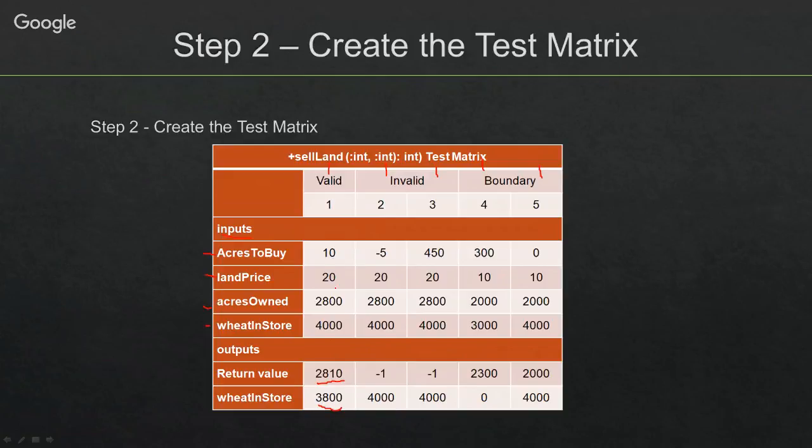Using that same math formula, we make invalid cases now. If you wanted to buy -5 acres, which you can't because you can't buy a negative number, or too much wheat, it would return a -1 value, which means invalid. And here are the boundary cases. In the test matrix, you would configure this table to show the limit of how much you could buy with your wheat in store, and of course the boundary at the opposite end as well. And that's a test matrix.